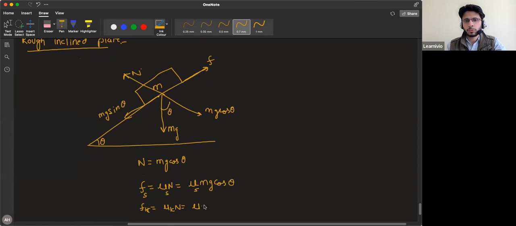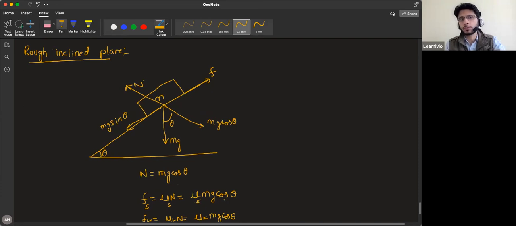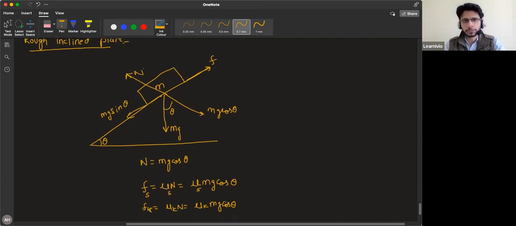Which is mu k g cos theta. So for the direction of motion, just remember this thing. Friction will oppose motion. So if motion is down the plane, then friction will act up the plane. But if motion is up the plane, then friction will act down the plane. The direction of friction is just opposite to that of the motion of the body. Please note it down.